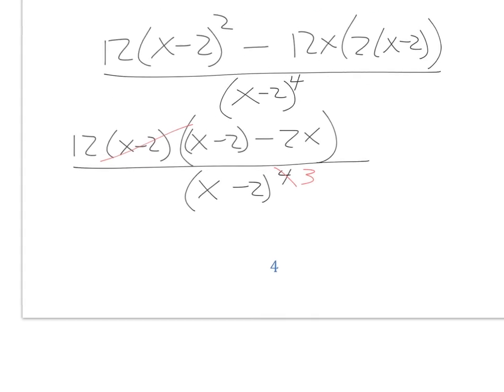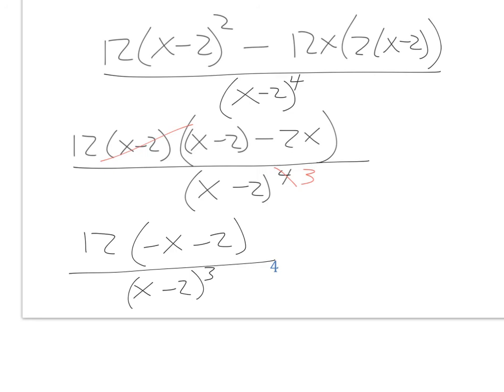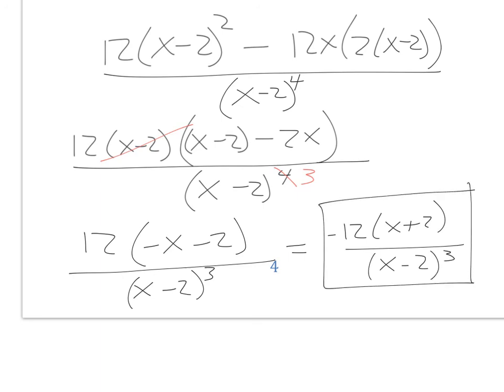Oh, also, I almost forgot. You can see that you could do x minus 2 minus 2x. That just turns into a negative x. So we have a 12 times negative x minus 2 over x minus 2 cubed. And that's about it. You could take out a negative and you'd get negative 12 times x plus 2 over x minus 2 cubed, but that's probably as simplified as you're going to be able to get it.